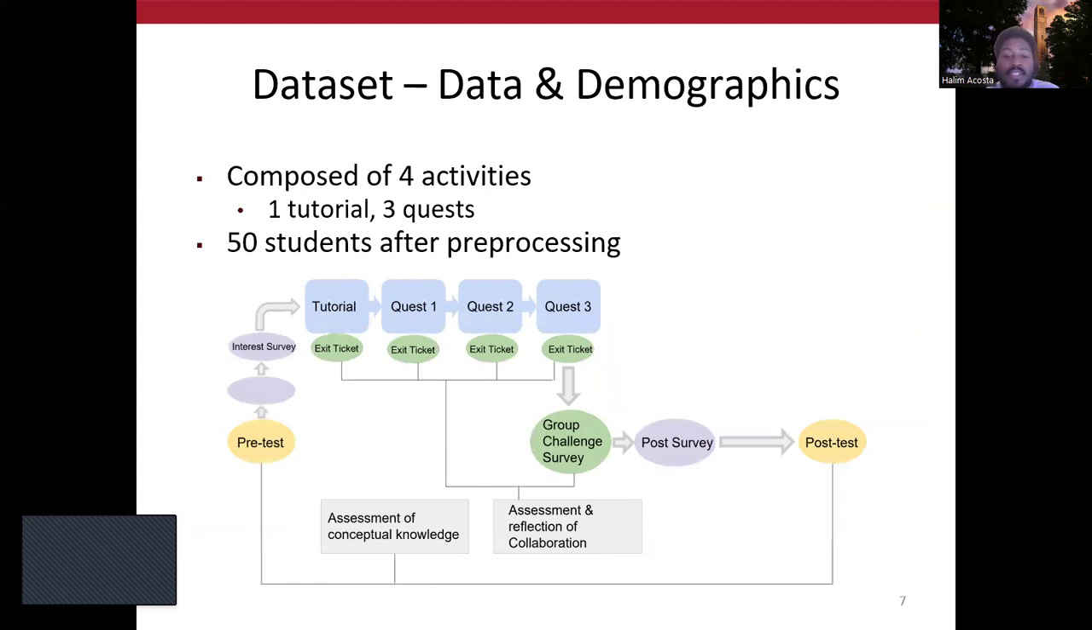Students must progress through 4 distinct activities within the game, including a tutorial and 3 quests. After each activity, they respond to an in-game exit ticket survey that gathers information about their sentiments regarding their interactions.